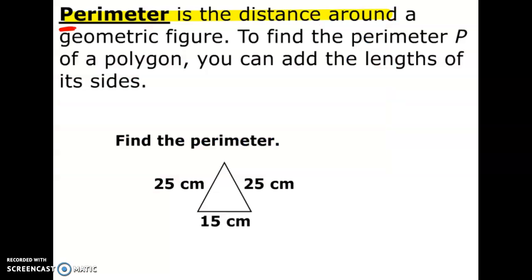All right, so first of all, I'll review: perimeter is the distance around a geometric shape. To find the perimeter, which we're going to shorten with the variable P, you can add the lengths of the sides. If we have this triangle right here, because of the commutative property, we can do this adding in any order. I would first do 25 and 25, thinking of money, and get 50. 50 plus 15 more would give a perimeter of 65 centimeters.